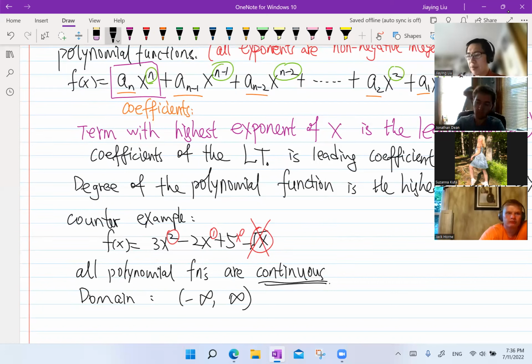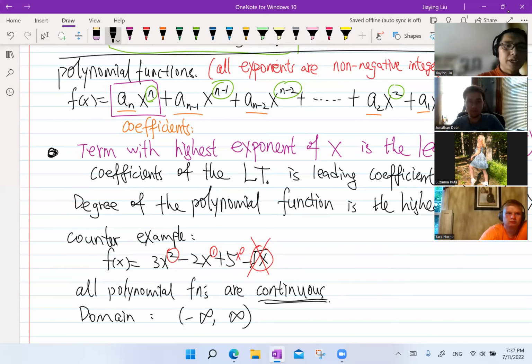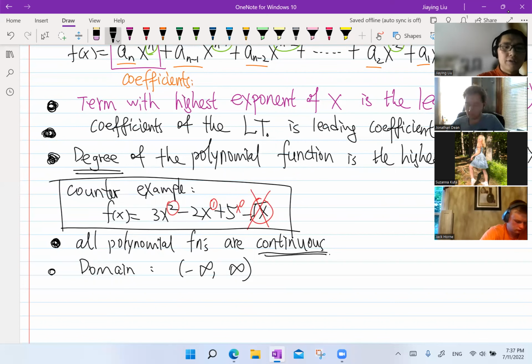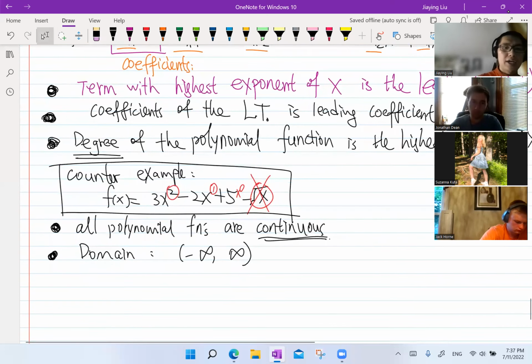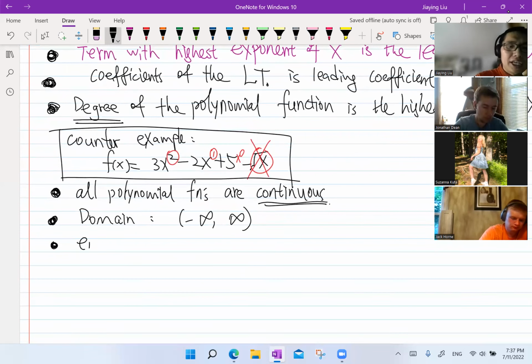All right, let's see. I know I'm writing a lot of notes, so let me just review. The term with the highest exponent is the leading term, and its coefficient is the leading coefficient. The degree of the polynomial function is the highest exponent. The counterexample is here. And all polynomial functions are continuous. The domain is from negative infinity to infinity. And the next thing I want to add is the end behaviors of polynomial functions.